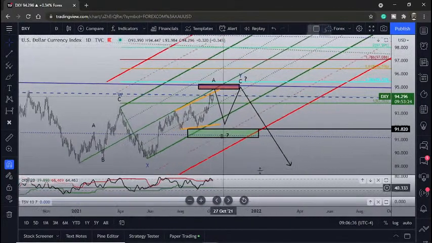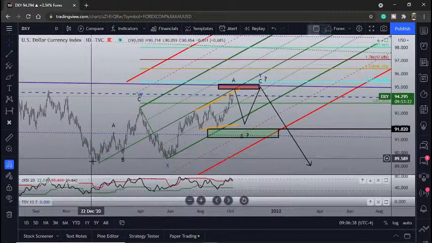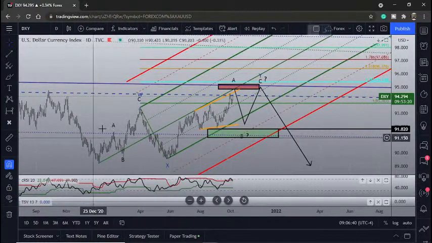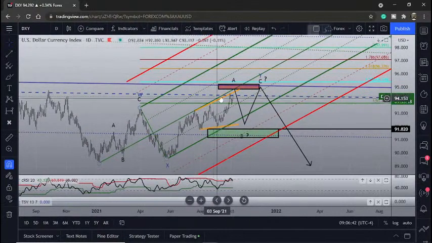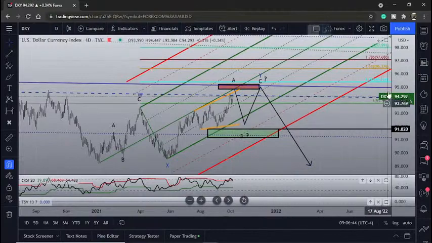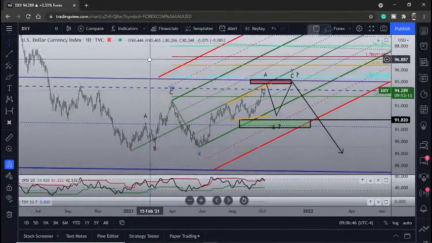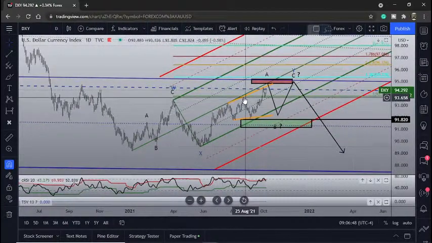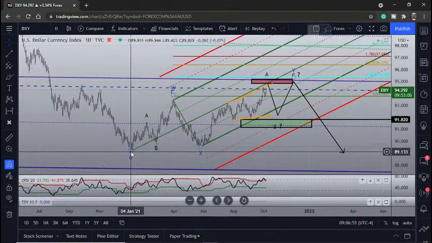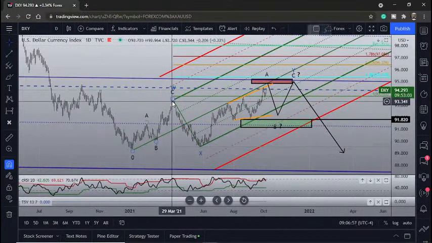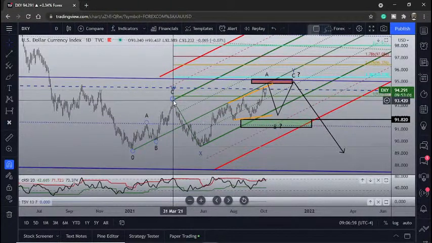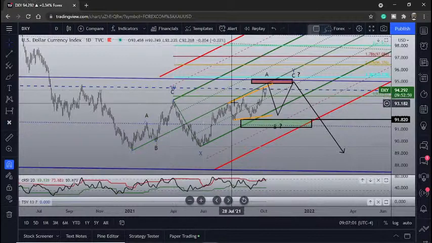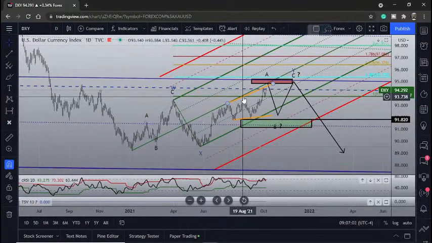Now, previously we talked about the potential of an ABC or an ABCWX, potentially an extended ABC. I'm still sticking with that view. Previously, when we first started covering the dollar index during the sessions, price reacted from a 100% extension from this low that started in January to this higher high that ended in March this year. So we had a little hit there and price moved lower.